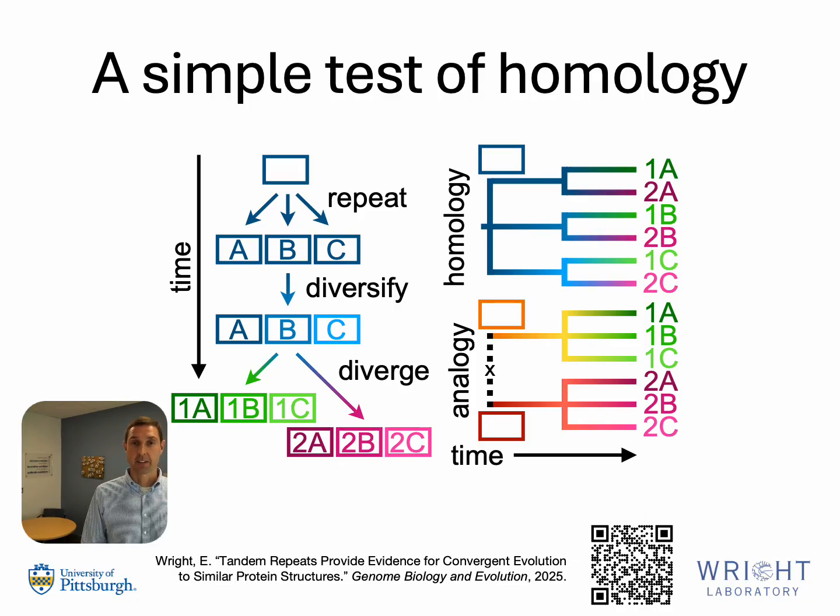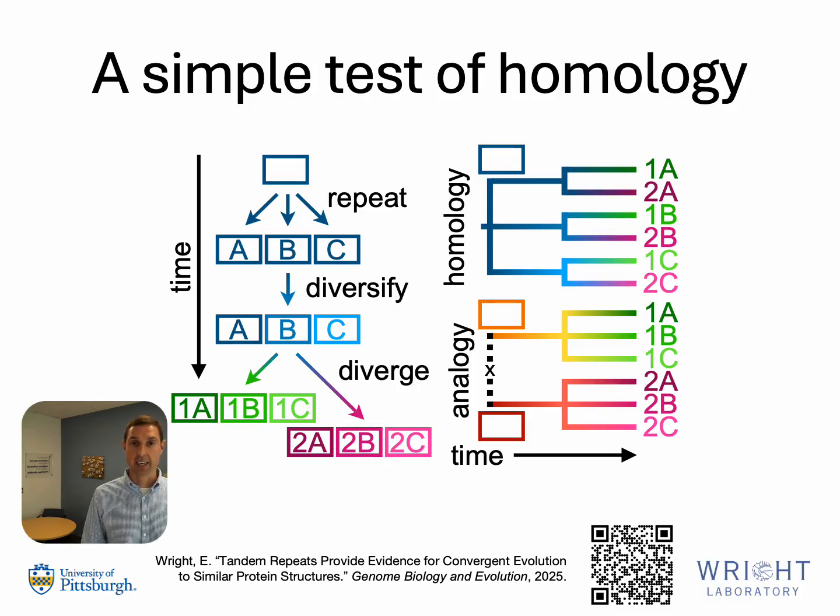But if these structures were the result of convergent evolution and they did not share a common ancestor, then we would expect a tree more like that at the bottom right, where the two different structures arose independently, then went through a repeat process followed by divergence, and would separate out on a phylogenetic tree.